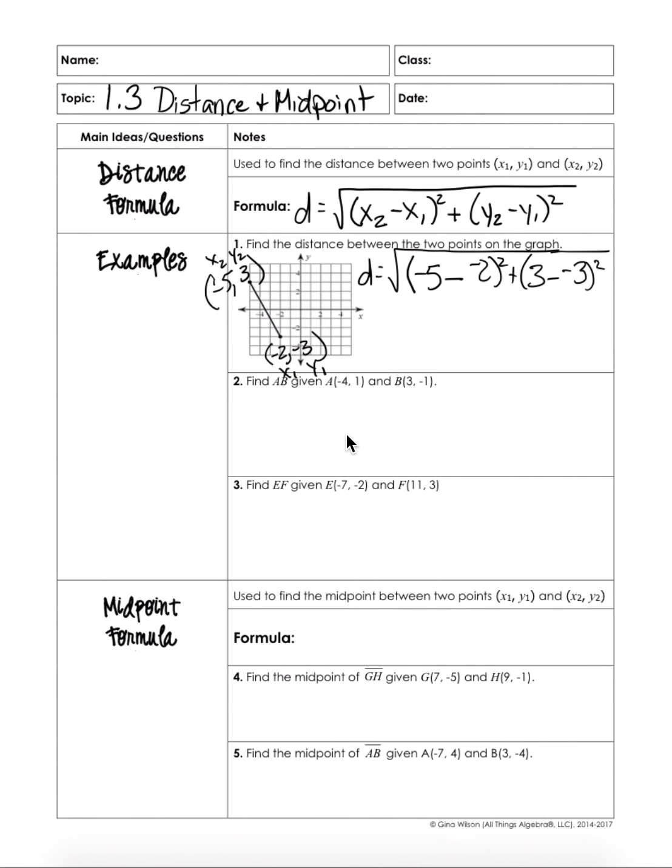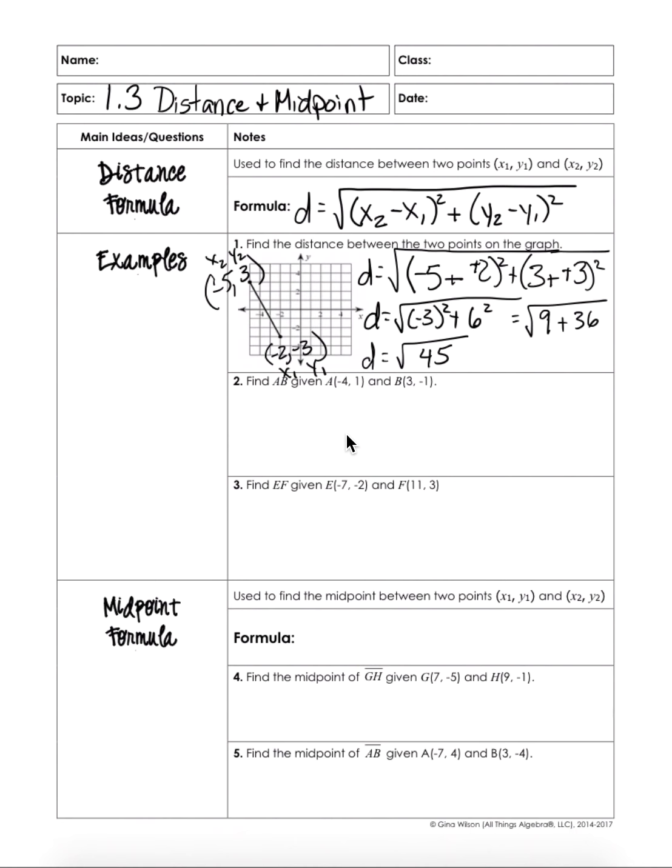Okay, so anytime, remember that we have minus a negative, we usually change that to add the opposite. So this is going to be d equals the square root of negative 5 plus 2 is negative 3 squared, and 3 plus 3 is 6 squared. Negative 3 squared is 9, any number squared is positive, plus 6 squared is 36. So this is the square root of 45. And you know what? We're just going to leave it like that. You may remember how to simplify square roots, but we're not going to worry about that till next semester. So you can just leave it like the square root of 45.